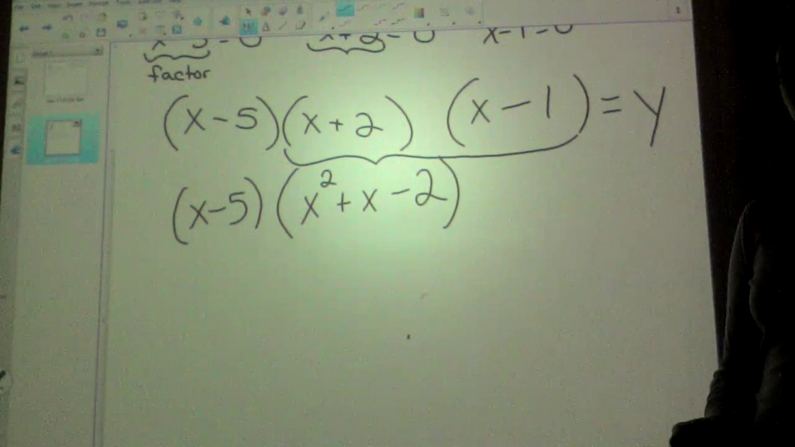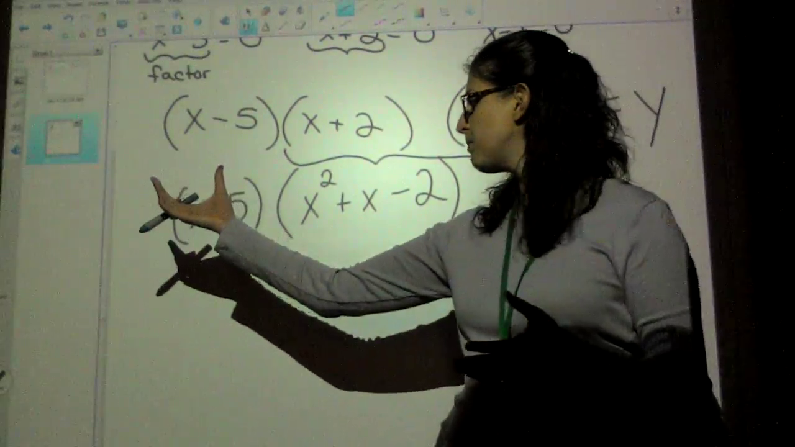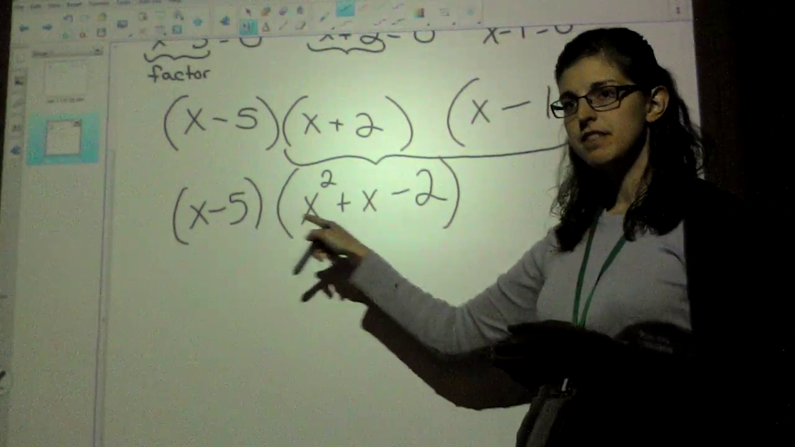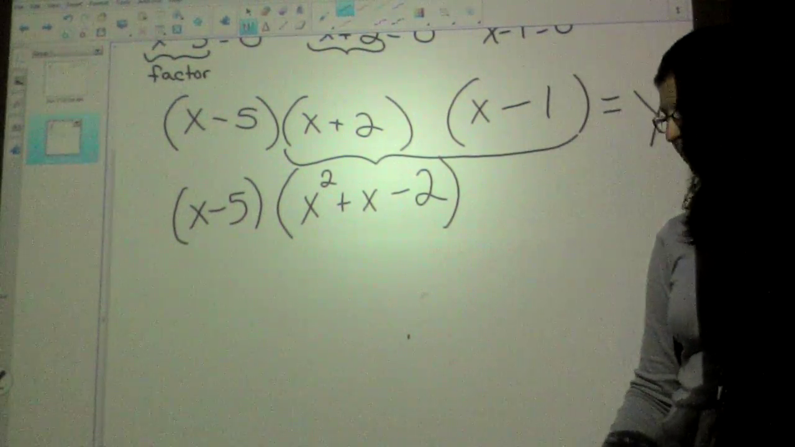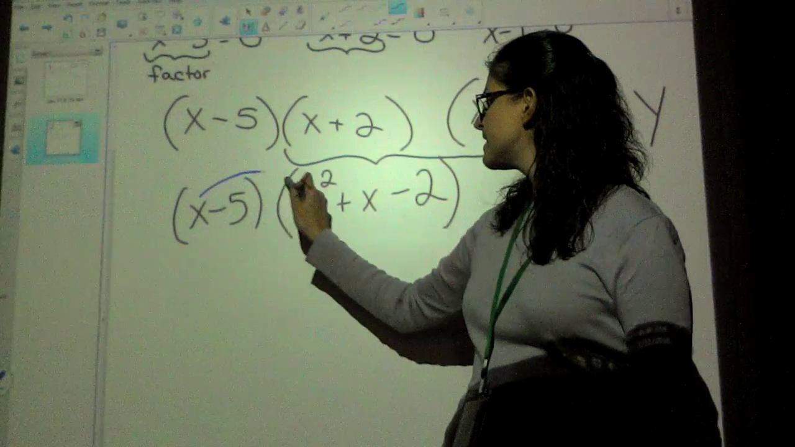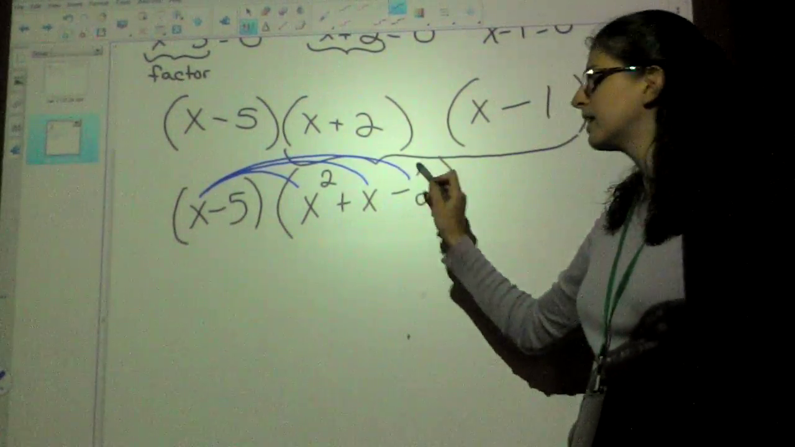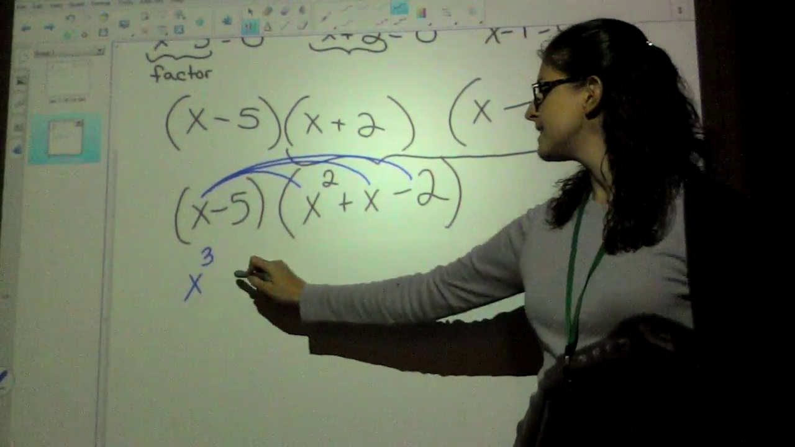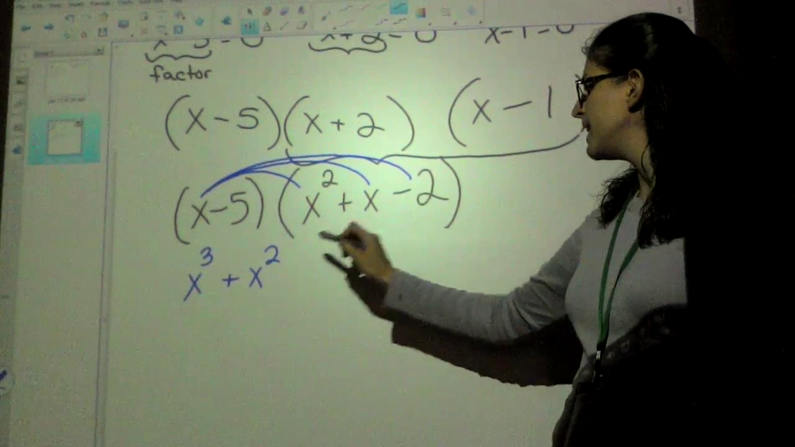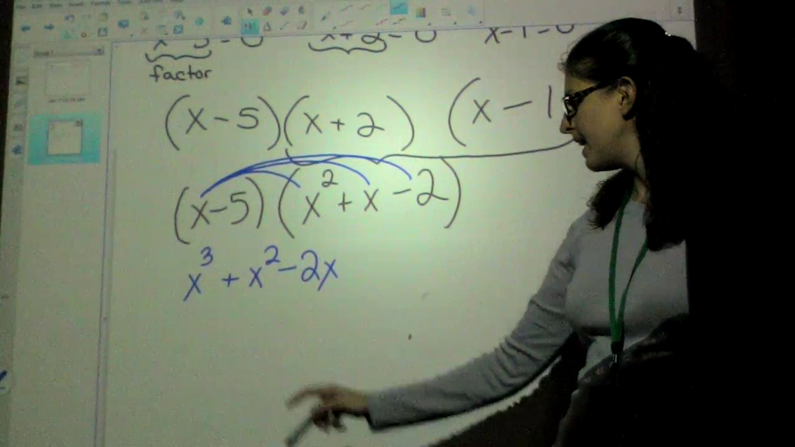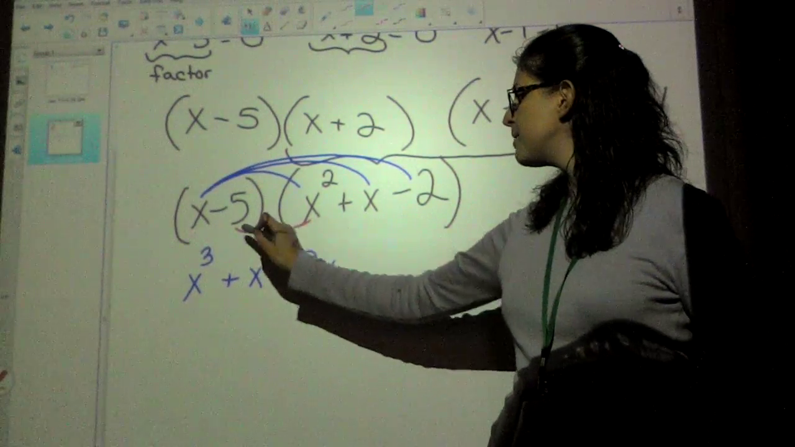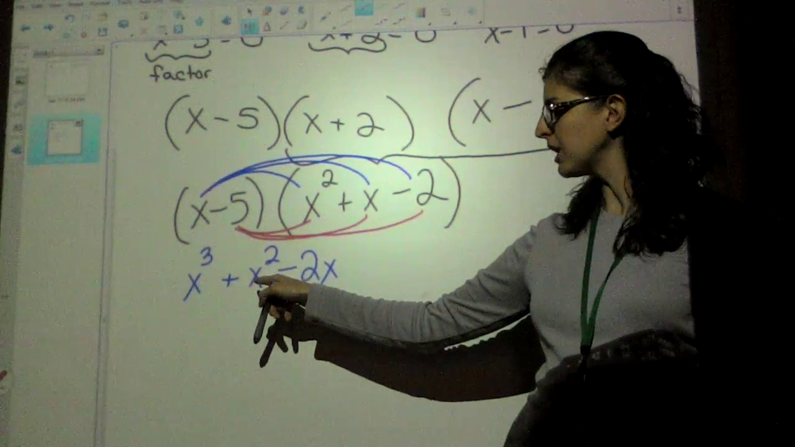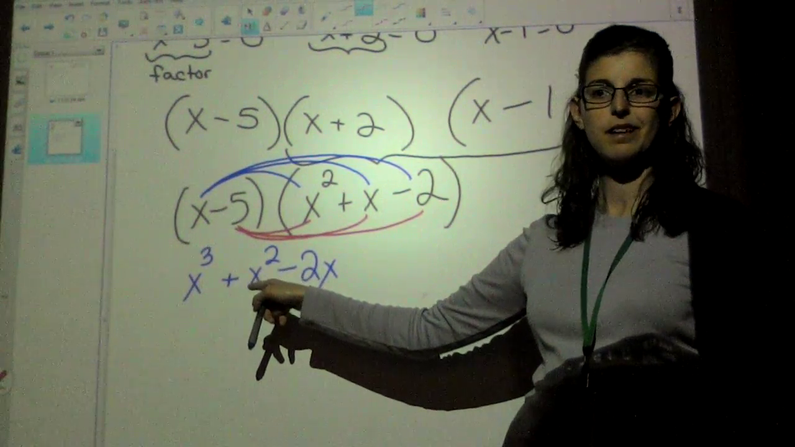To multiply by x minus 5, you can do it a couple of ways. Some people take x minus 5 times each term. Some people take x times each term and minus 5 times each term. That's the most common way that I've seen people do it. Let's do it that way. Okay, so x times each of these is going to give me x to the third plus x squared minus 2x, and then negative 5 times everything is going to give me minus 5x squared. I'm actually going to put that underneath this other x squared because it's like combining like terms.